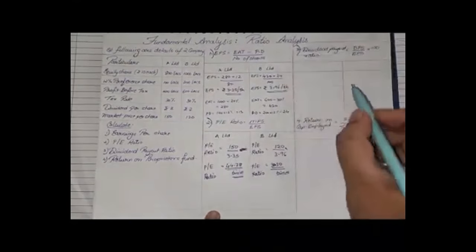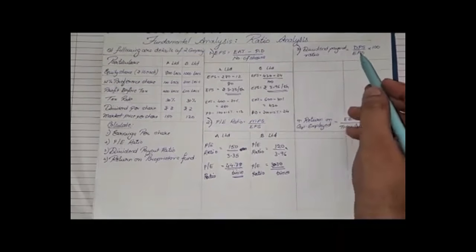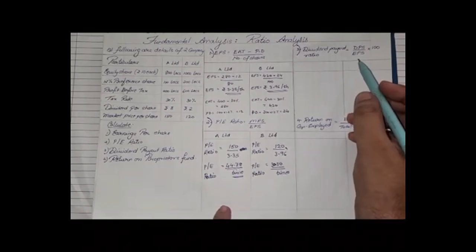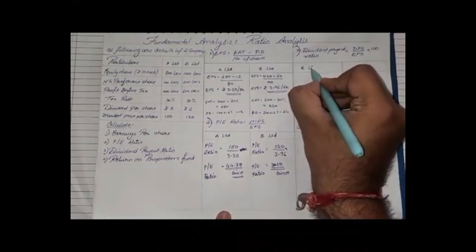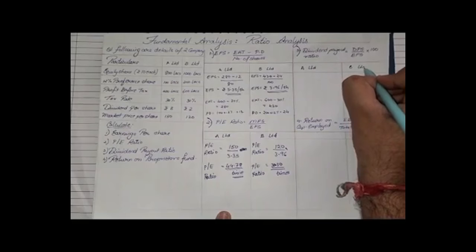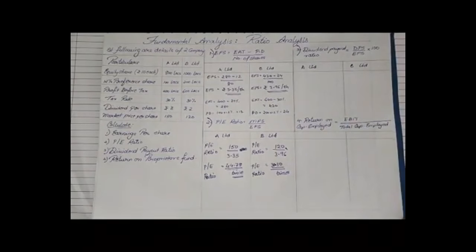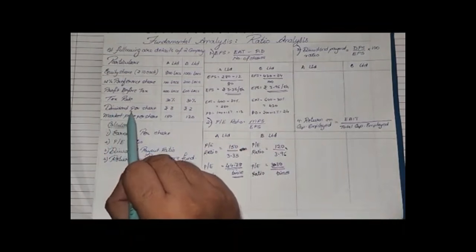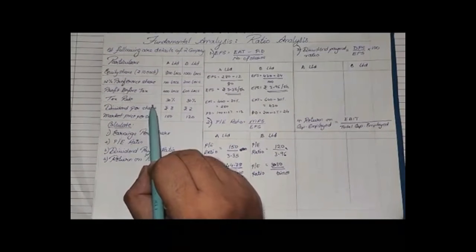My third one is dividend payout ratio. The formula is DPS, that is dividend per share, upon EPS, that is earning per share, into 100. Now this is into 100. So now here I write it as A Limited and this is B Limited. First of all we need to find dividend per share, DPS, for A Limited and for B Limited. Before starting anything, we need to first get the value of DPS. If you look in the question very carefully, I can see something written as dividend per share. So we already have DPS given in the question.